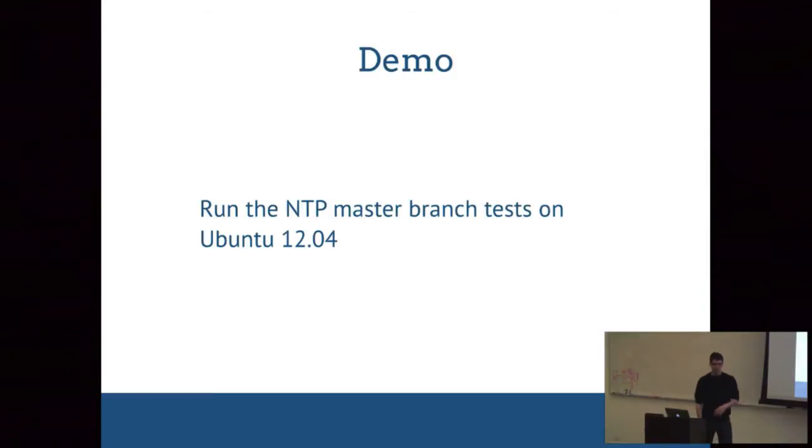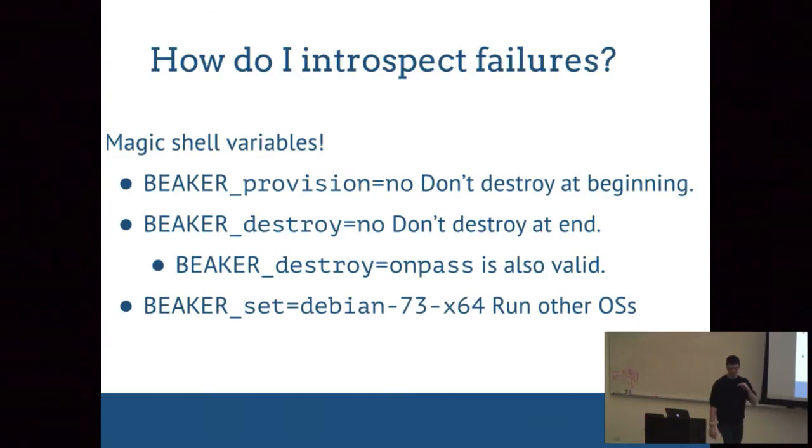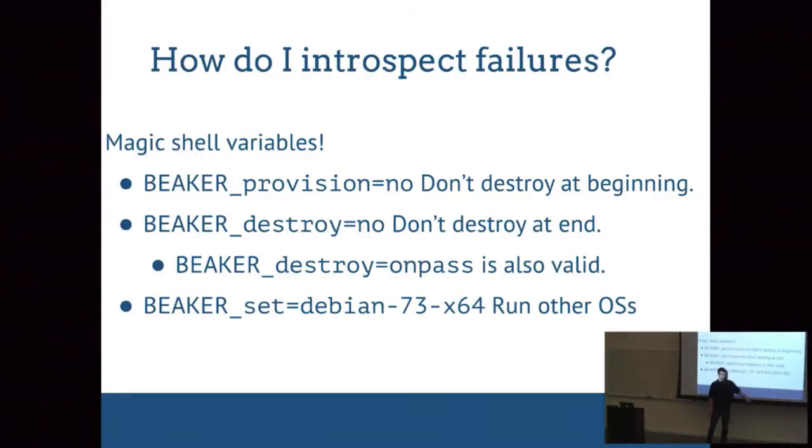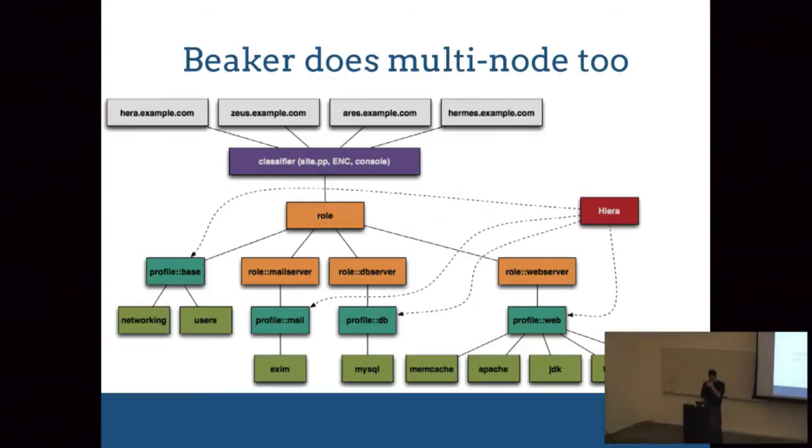My two demos are now colliding because I'm supposed to run on Ubuntu. Essentially I'd run the exact same command with BEAKER_set=ubuntu-12.04 something, bundle exec rspec spec/acceptance. You just prefix it with that shell variable, or export the shell variable, and it goes. I'll show that in a minute.